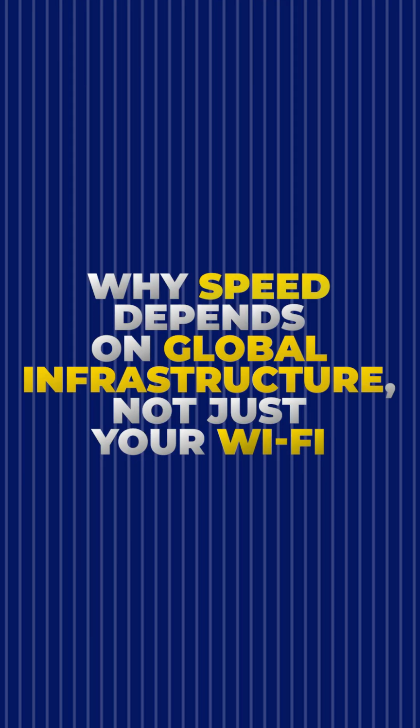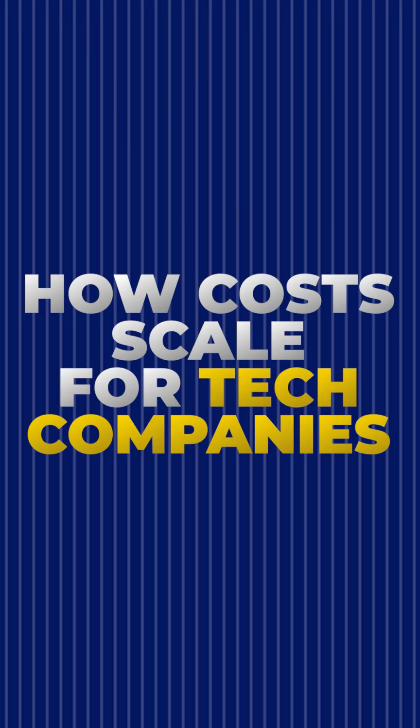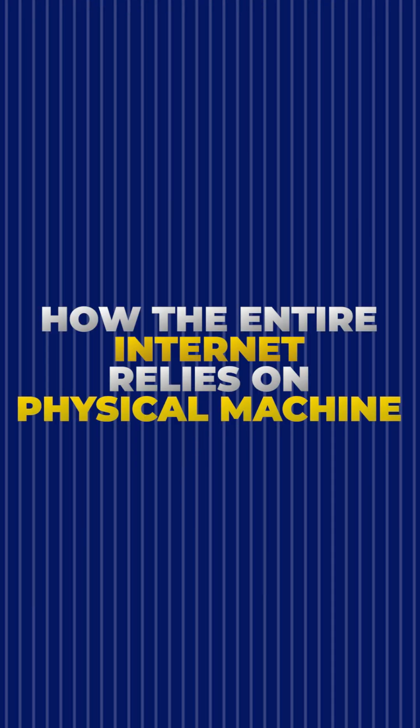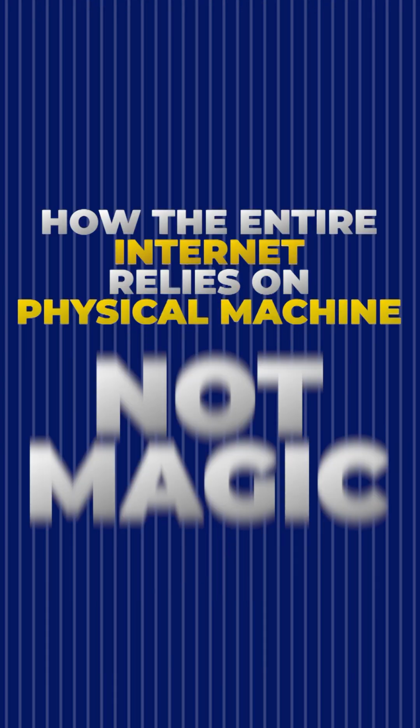Why speed depends on global infrastructure, not just your Wi-Fi. How costs scale for tech companies with cloud billing, based on storage, bandwidth, and compute cycles. How the entire internet relies on physical machines, not magic.